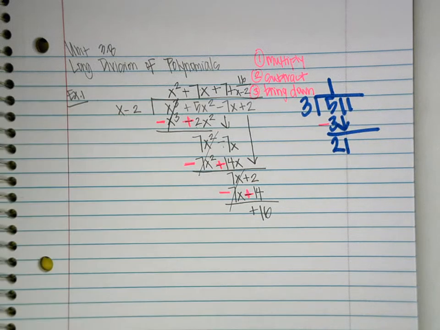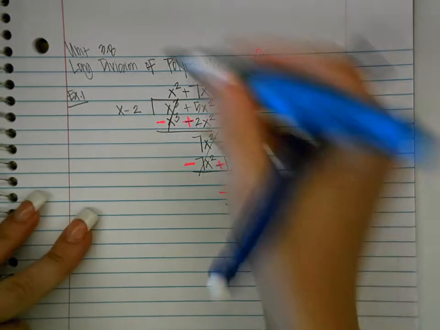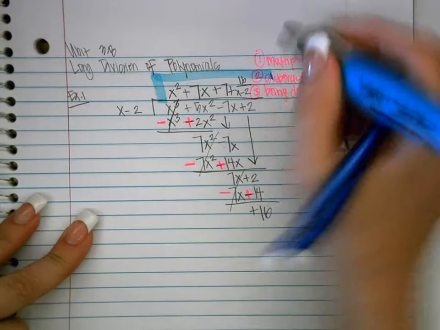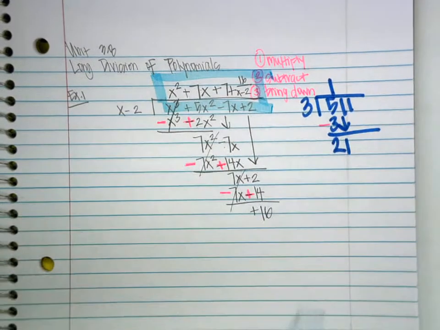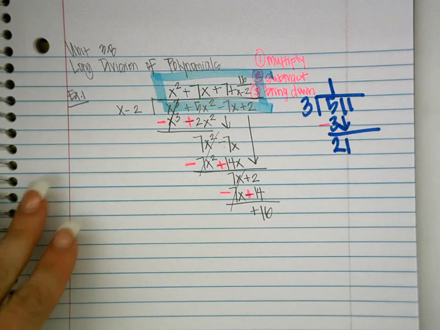So plus 16 over x minus 2. That is your answer. So this is not necessarily a difficult concept. It's just different. That is your answer.